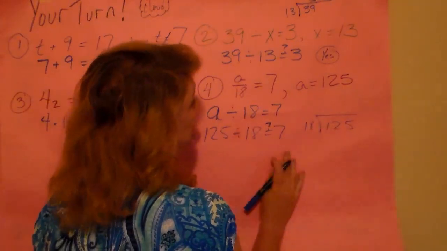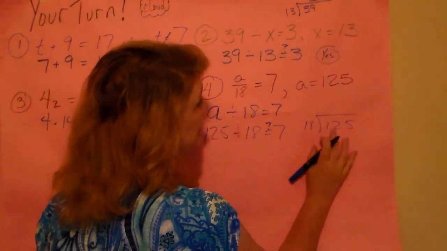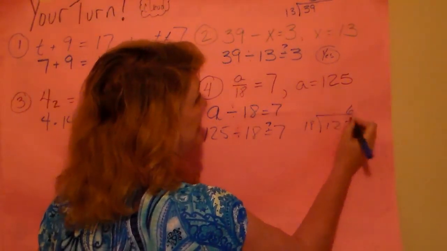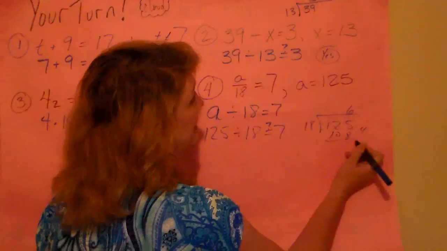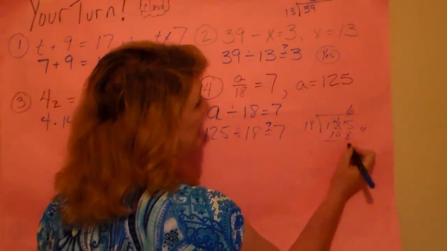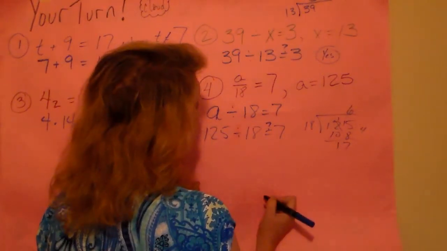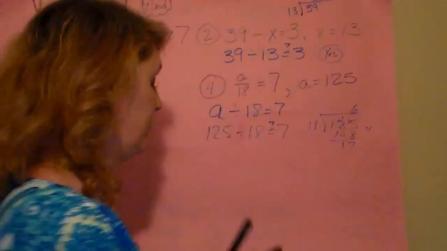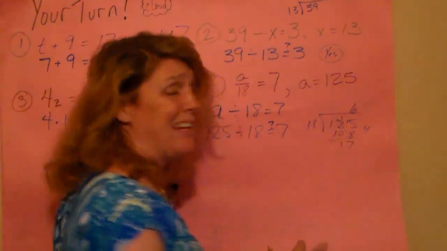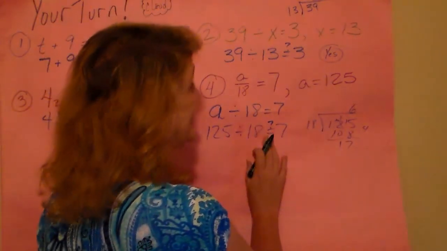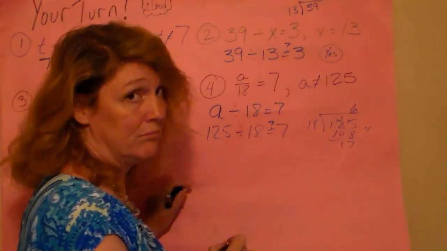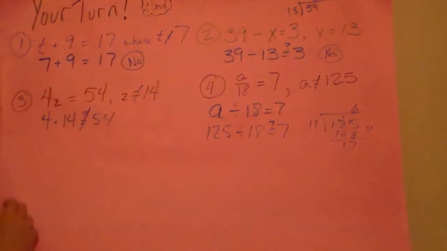125 divided by 18, I don't know. 20 goes into 6, let's guess 6 times. 6 times 8 is 48. 6, 7, 8, 9, 10. If I were to subtract, I get 17. So 18 doesn't go into 125 equally, does it? So, no, the answer is not 125. So this is not a solution. Okay?